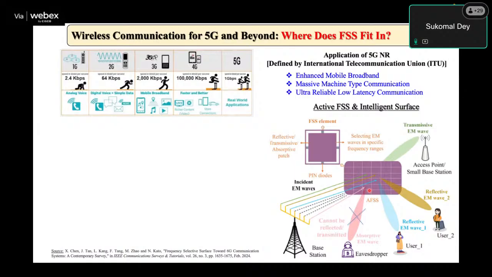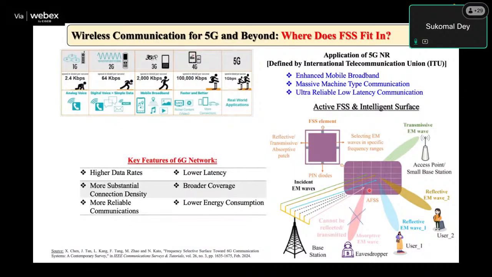Now let us try to understand some of the key features of the 6G network, because your FDP also covers 6G. So if you think of making an FSS only for 6G applications, you have to be careful about the higher data rate. 5G provides 1 Gbps, 6G provides a minimum of 10 Gbps data rate, at least in the Indian scenario. Obviously data rate, followed by low latency, broader coverage, more reliable communications, and lower energy consumption.